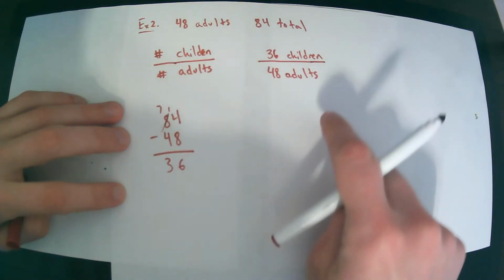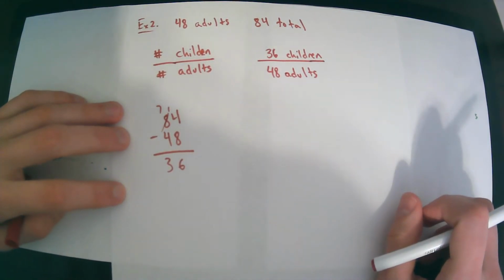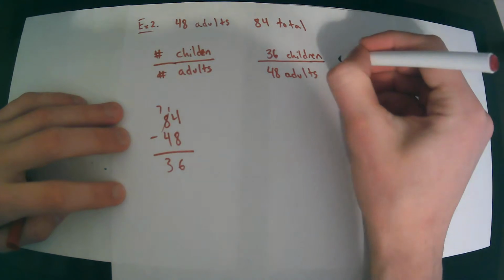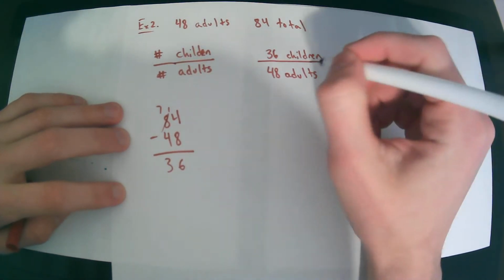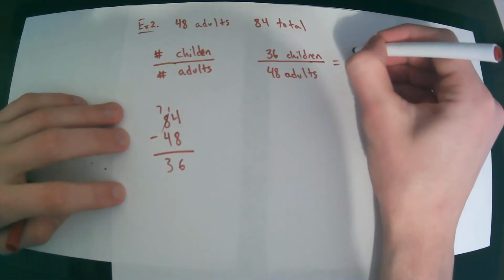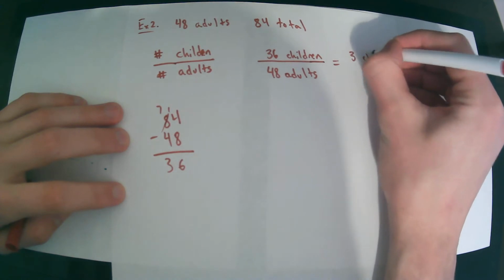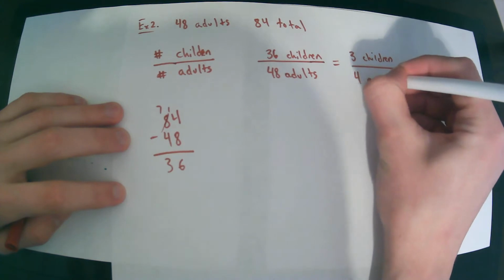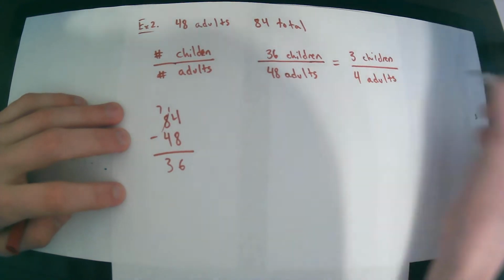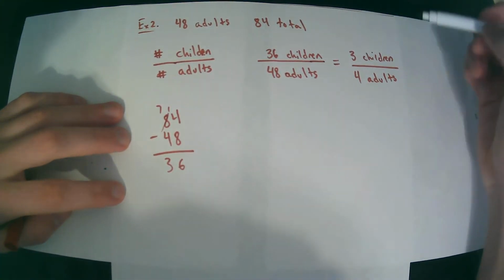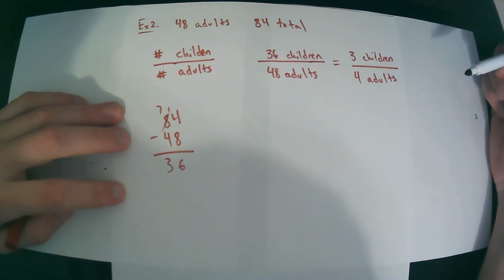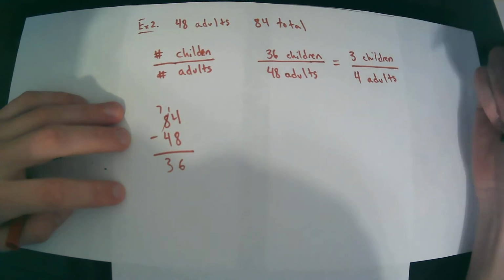Now we've got our ratio. They ask to write it as a fraction or with a colon. So we're good. We wrote it as a fraction, but we do need to simplify it. And we know that we can pull out a common factor of 12 from both of these. So for every 3 children, there are 4 adults. It's the same as saying for every 36 children, there are 48 adults. The ratios here are the same.